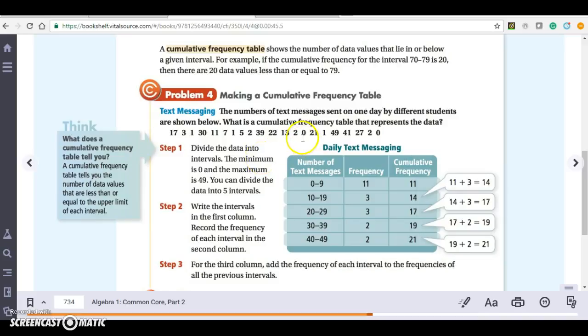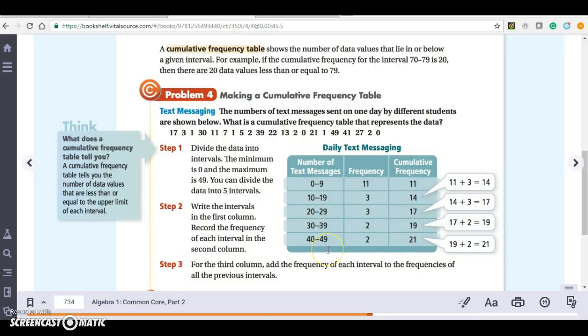So my lowest term is 0, and my highest term, oh my goodness, 49. 49 text messages in one day. So that means it's about 50. So they divide it into 5 intervals. So that's 1, 2, 3, 4, 5. So that means that the intervals are 10 units long, basically, or 10 messages long. And so we have from 0 to 9, that would be 10. 10 to 19, that would be 10, and so on and so forth.